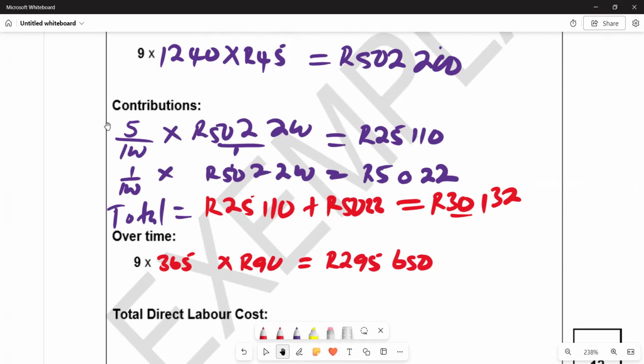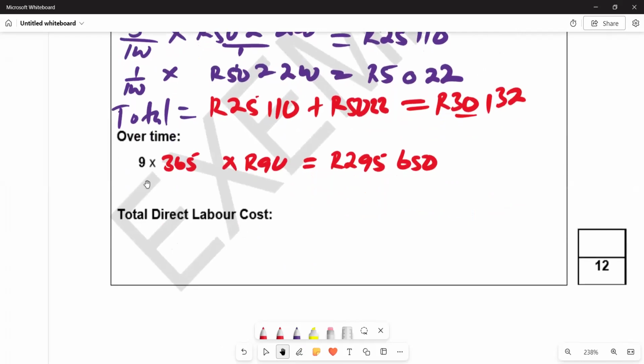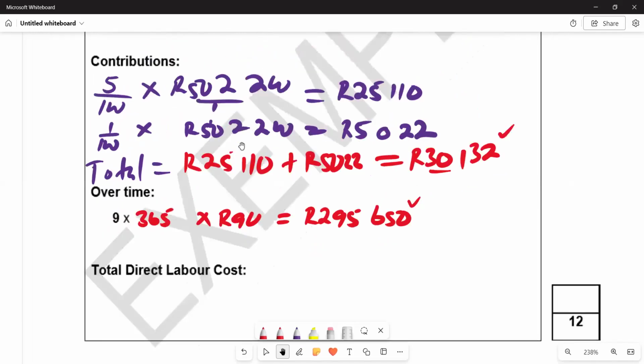And then we have the next part, which is on total labor costs. So on total labor costs, we are going to add the normal time, the normal time that we have, and obviously we are going to add the overtime, and also we are supposed to add the contribution for the employer. So basically, we are saying the normal time figure that we got is here, which is 502,200. We add the contribution total 30,132, and then we add the last one, overtime, 295,650. Get the total.